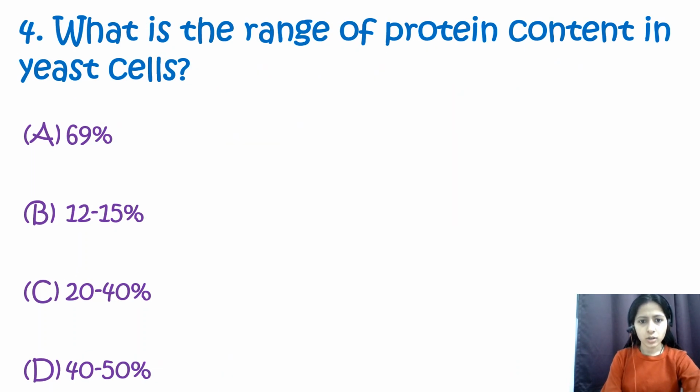So next, what is the range of protein content in yeast cell? Option A, 69%, B, 12 to 15%, C, 20 to 40%, and D, 40 to 50%. So the range of protein in the yeast cell is around 40 to 50%. That is option number D.